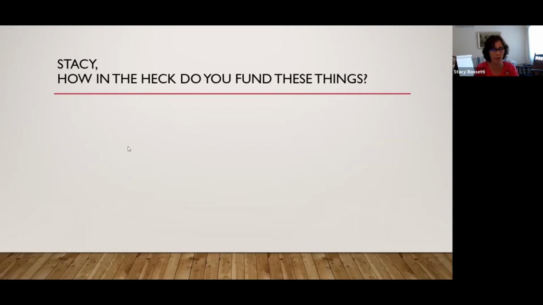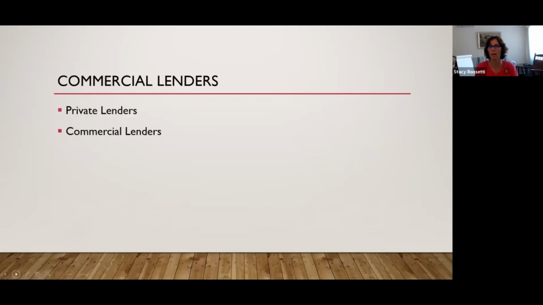So how do you fund these things? Let's talk about funding right now. Let's talk about how you can fund these storage facilities. For your storage facilities, you want to focus on finding private lenders and finding commercial lenders, all right?